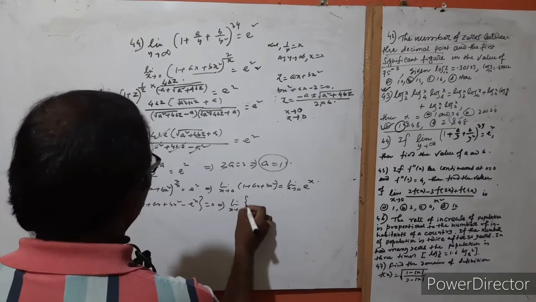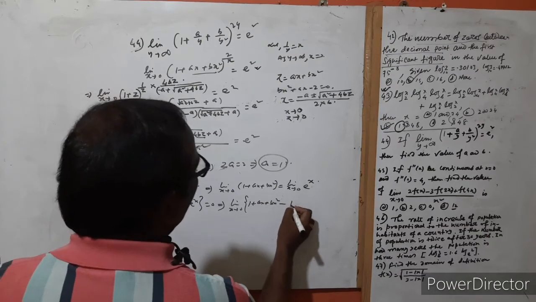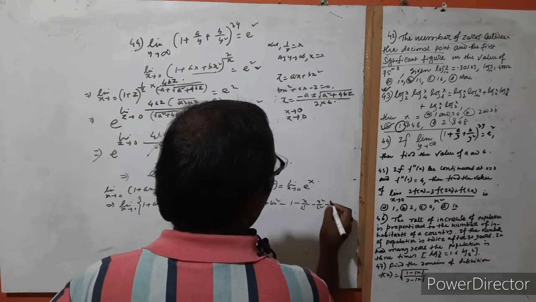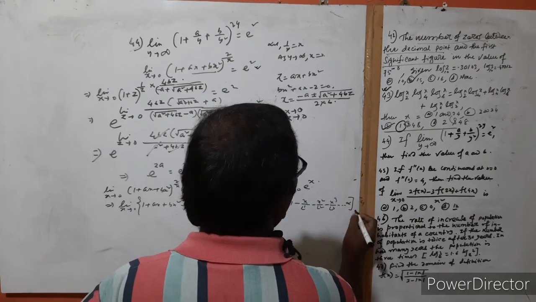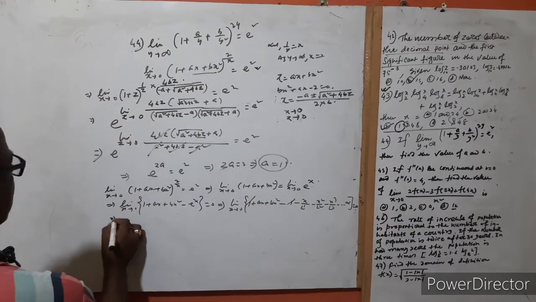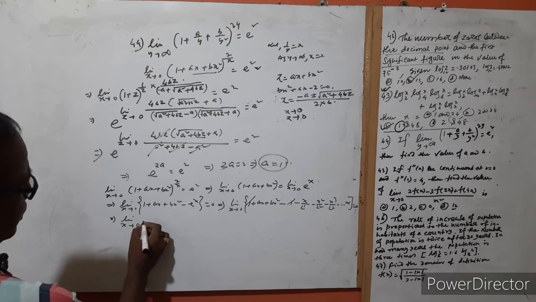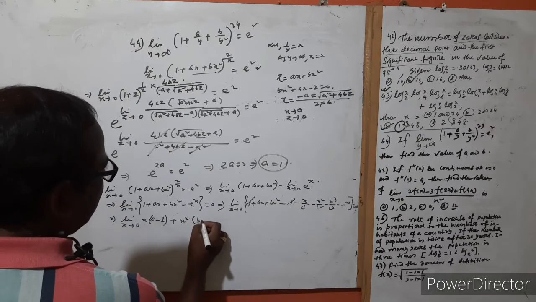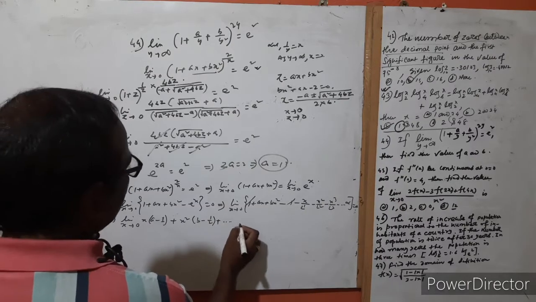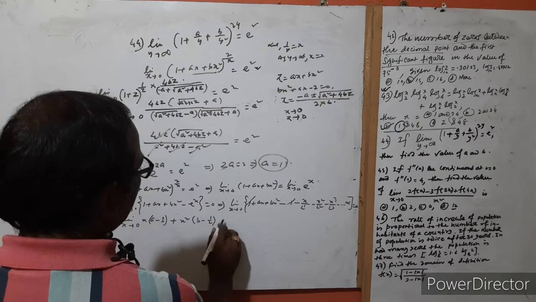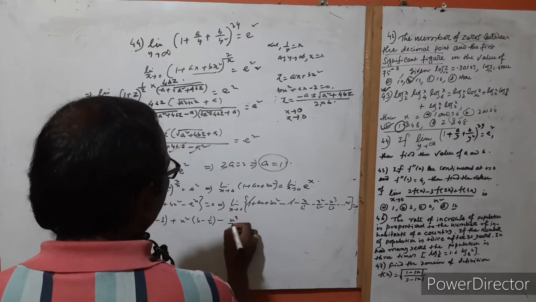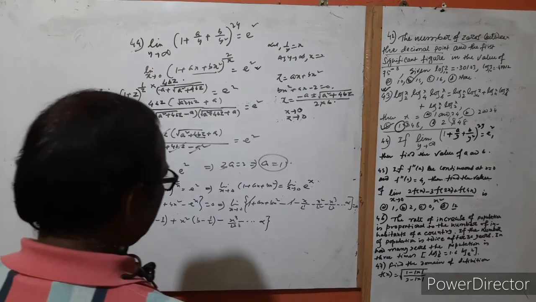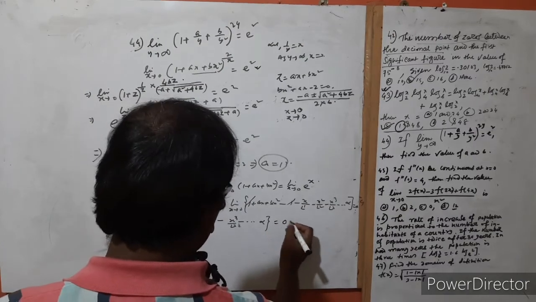So limit x tends to 0, 1 plus ax plus bx square, minus 1 minus x by factorial 1 minus x square by factorial 2 minus x cube by factorial 3 minus dot to infinity equal to 0. So 1 are cancelled. So now limit x tends to 0, x into a minus 1 plus x square into b minus 1 by 2. Okay, so left all are, we get here like x cube by factorial 3, and this is equal to 0.